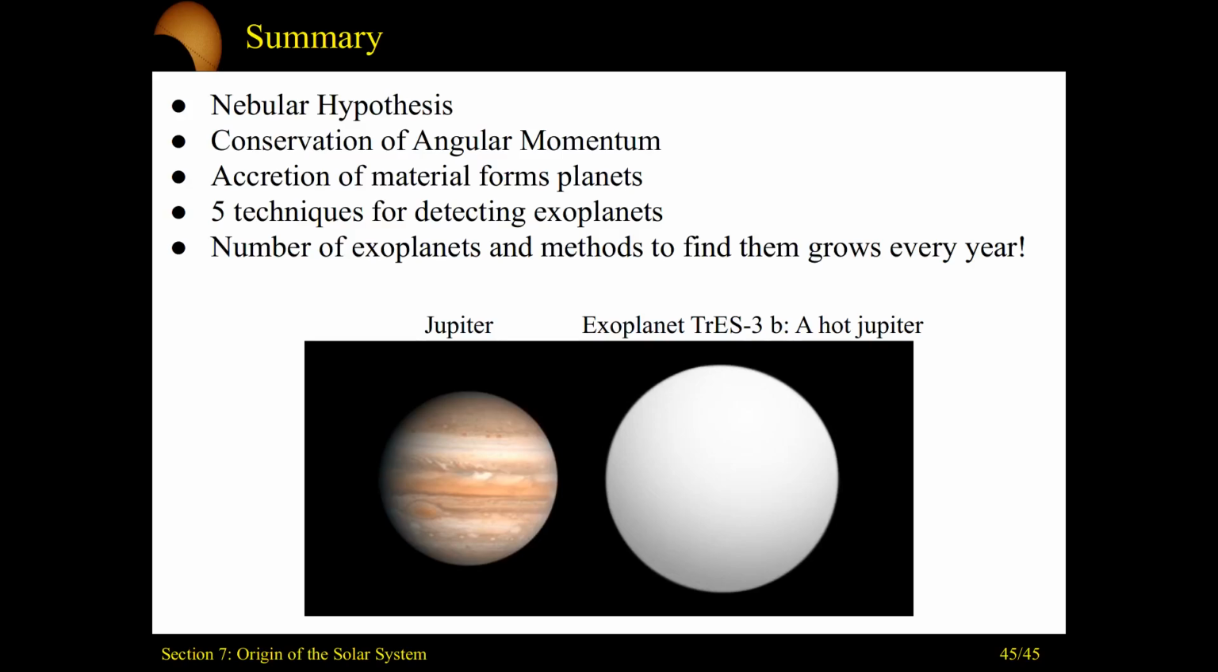We discussed five techniques for discovery of exoplanets, and one emphasis here is that the number of exoplanets and the methods we use to find them keeps growing every year. And to conclude, here's a picture of Jupiter with exoplanet TrES-3b, which is an example of a hot Jupiter.